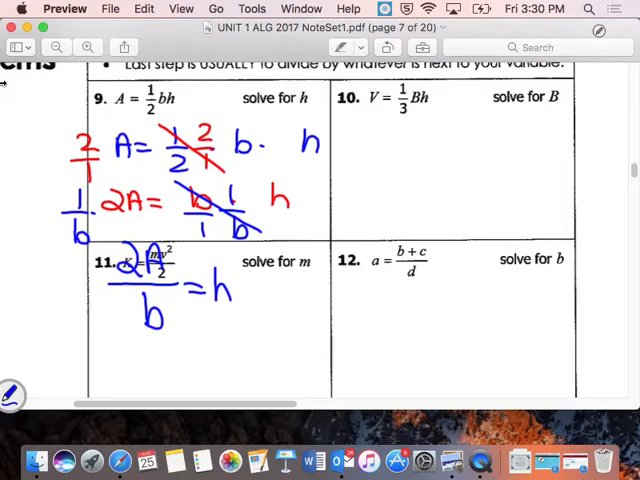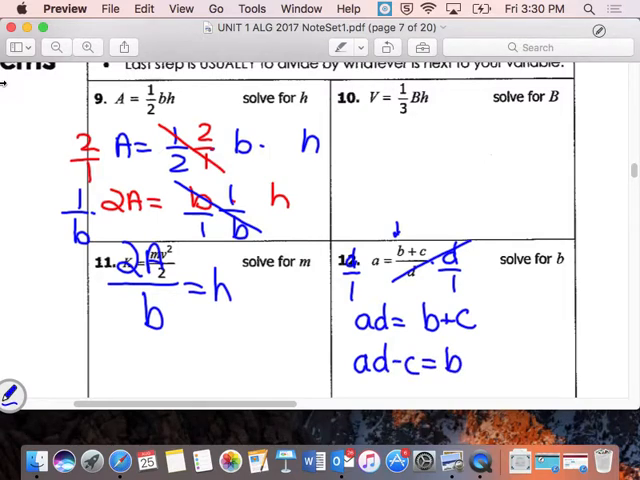Let's look at a problem like number 12. I'm trying to isolate the b, which is in the numerator, so the first step is to multiply both sides of the equation by d over 1. And when I do that, I'm going to have a times d on the left-hand side, and it's going to be set equal to the numerator only. And now in one step, I just need to subtract c from both sides, ad minus c, and I've isolated the variable b.